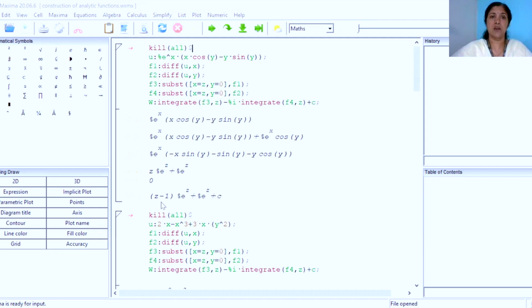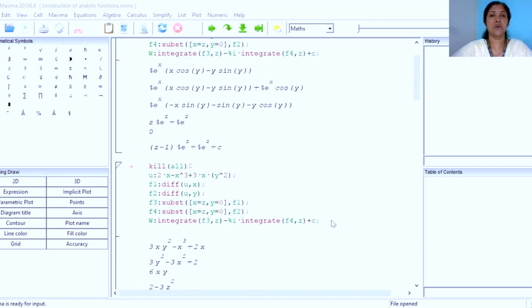So we can see our final answer is (z minus 1) into e raised to z plus e raised to z plus c. Here you can see minus e raised to z and plus e raised to z will get cancelled, giving the solution as z e raised to z plus c. So this is how we do the Maxima program to construct the analytic function using the Milne-Thomson method.